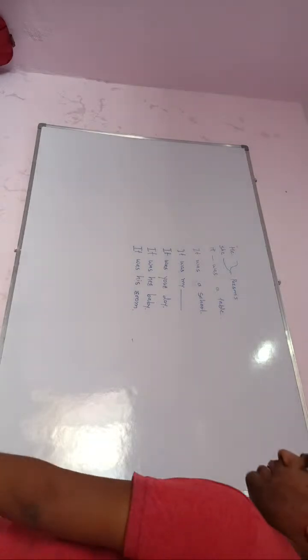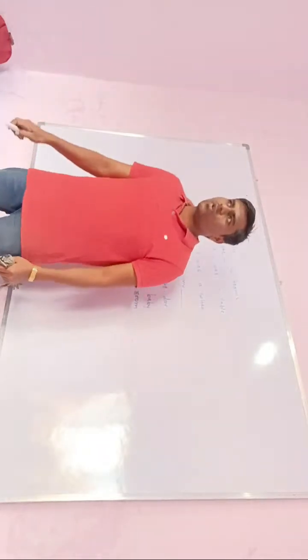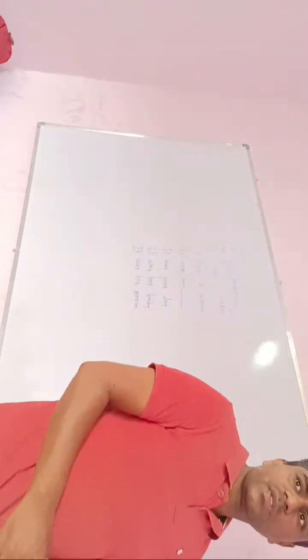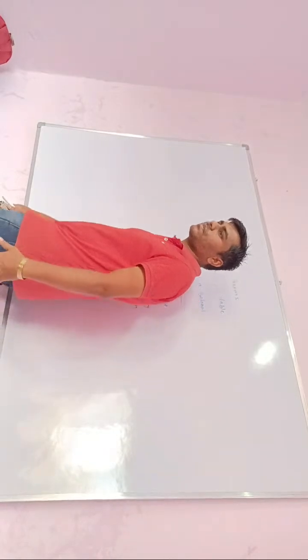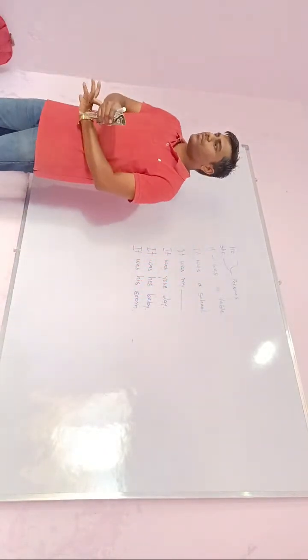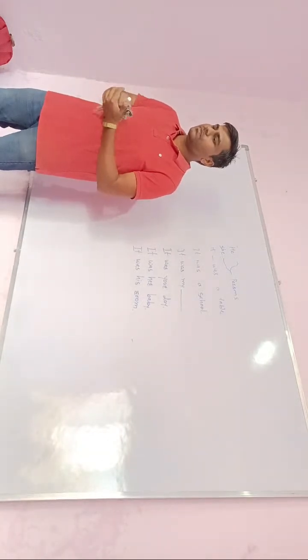It was his computer. It was his TV. It was his laptop. It was his mobile. It was his mobile phone. It was his mouse. Yes, correct. It was his CPU. Yes. It was his PC. Next. It was his computer.